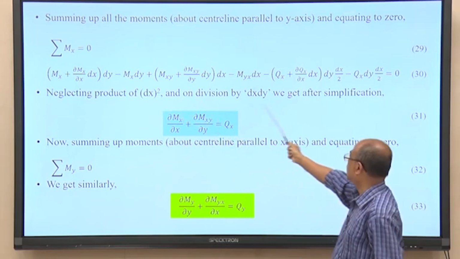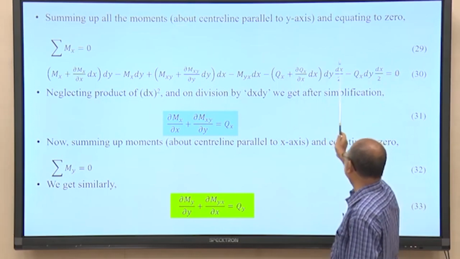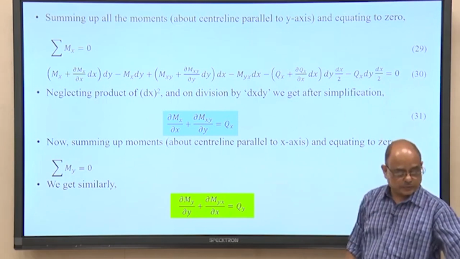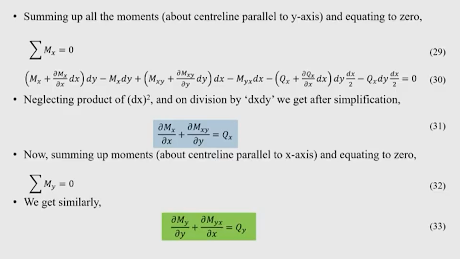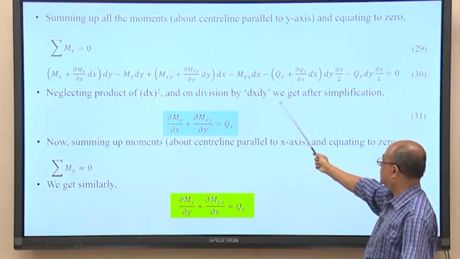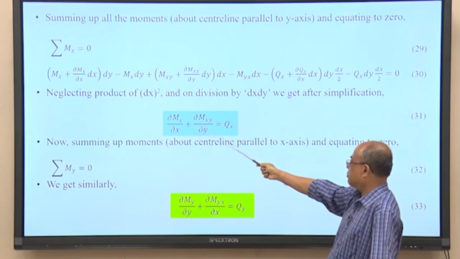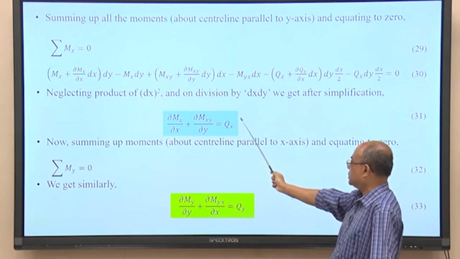So, by that equation we get these quantities, and all the terms we have substituted from the free body diagram and equated to 0. Neglecting the product of dx square, because it is a small quantity, and the square of a small quantity will again be small, naturally we will neglect this in the derivation. After neglecting and division by dx dy, we ultimately get an equation of equilibrium in terms of moment: del Mx by del x plus del Mxy by del y equal to Qx.